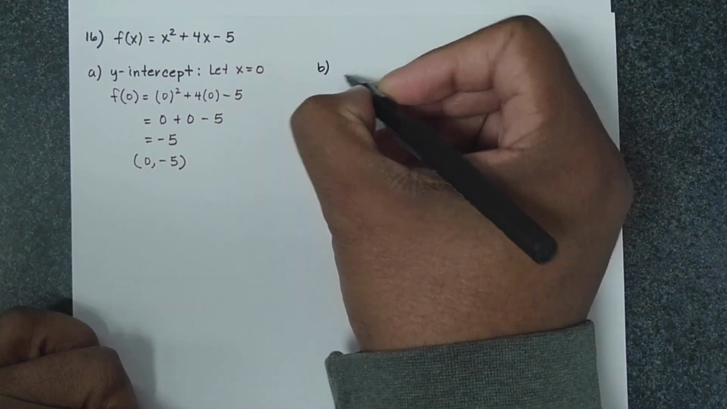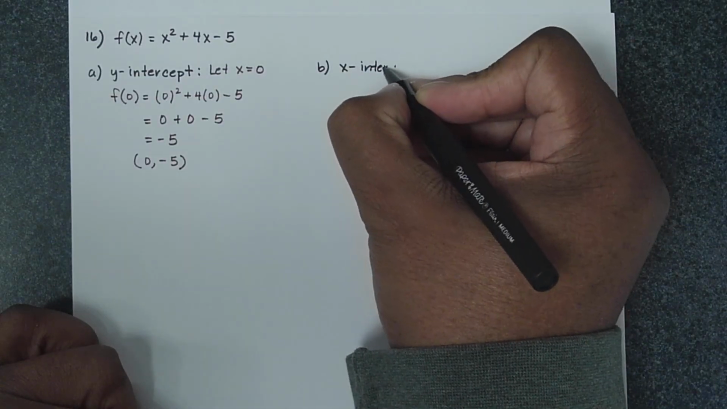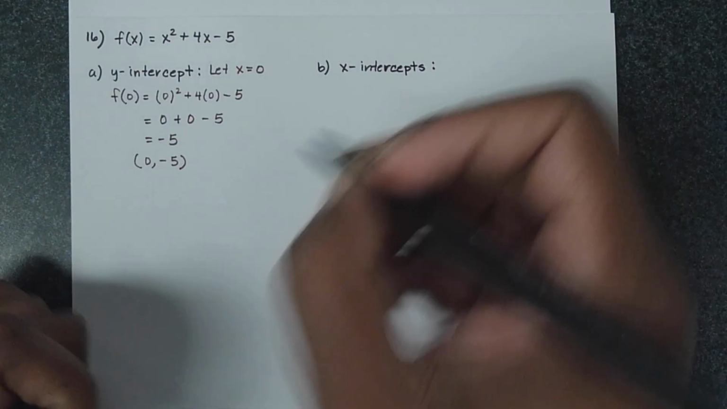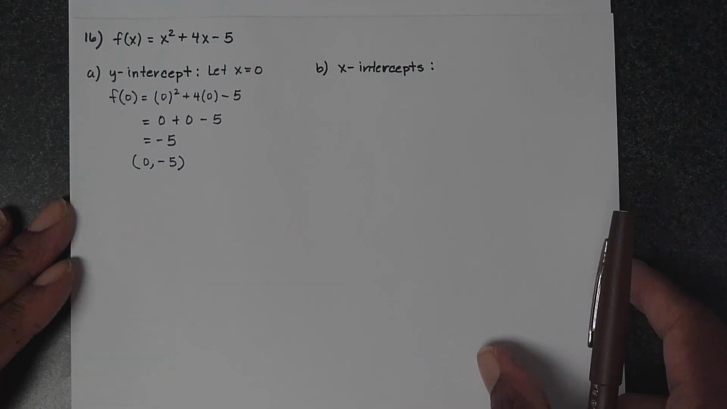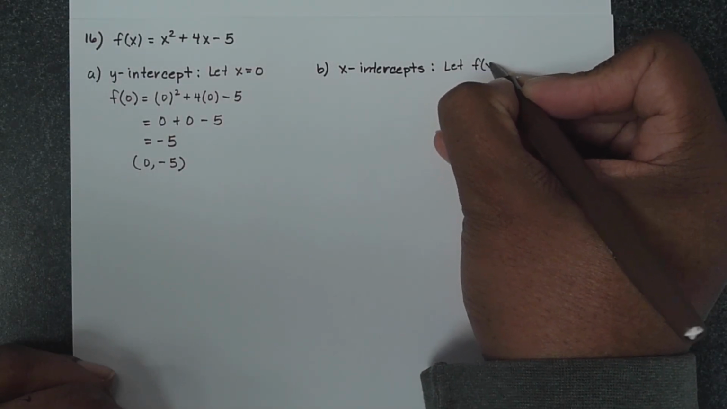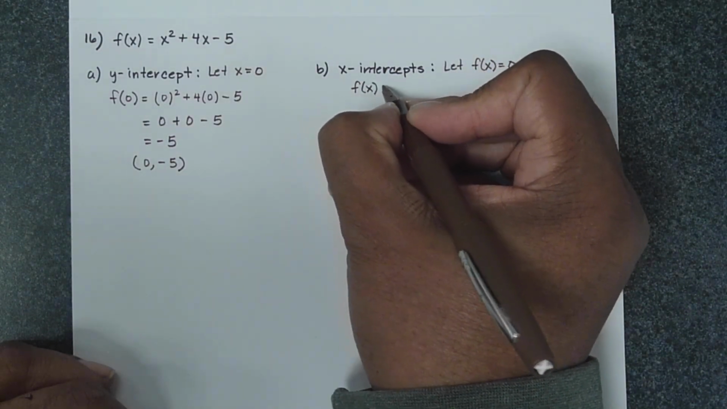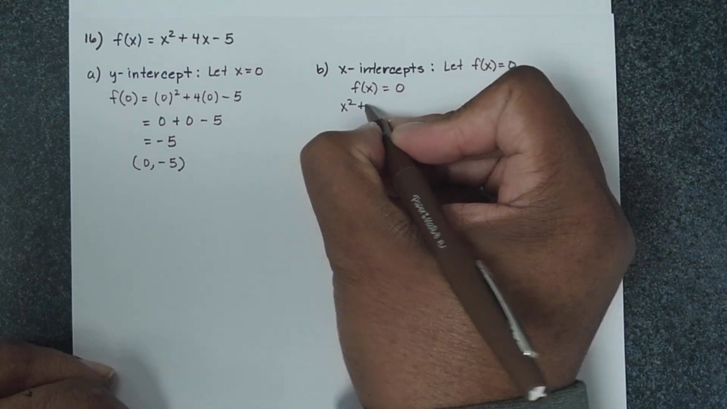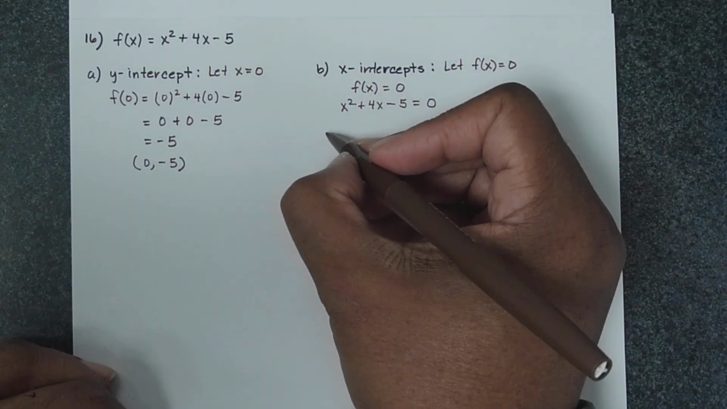Part B is finding the x-intercept. I say x-intercepts because there might be more than one. When you find the x-intercepts, you always let f of x, the function itself, be equal to 0. So if you let f of x equal to 0, f of x in this case will be x squared plus 4x minus 5, and that's equal to 0.